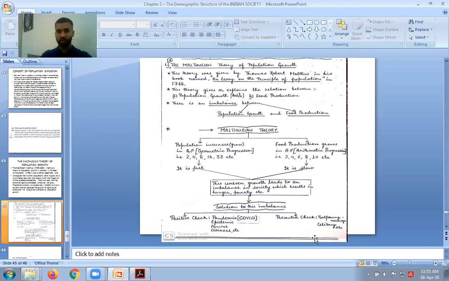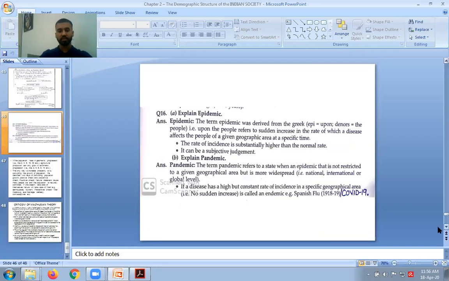So this is what the Malthusian theory was all about. And I hope you've understood this theory of demographic transition and the Malthusian theory of population growth as well. I'm sure you have understood both these two theories, right? Okay, so this is a definition of epidemic and pandemic, right?